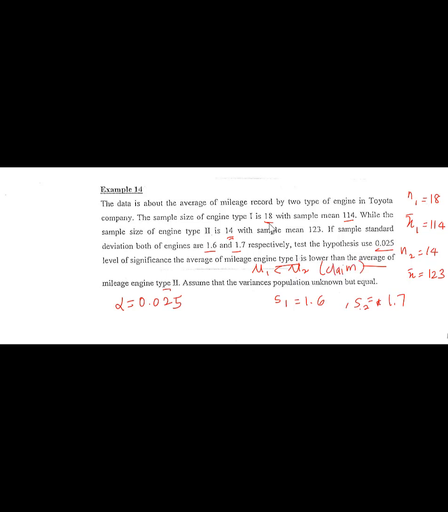Assume the population variances are unknown but equal. If the population variances are unknown and equal, it comes from case D. Okay, this one is case D. Now we look at the formula of case D.